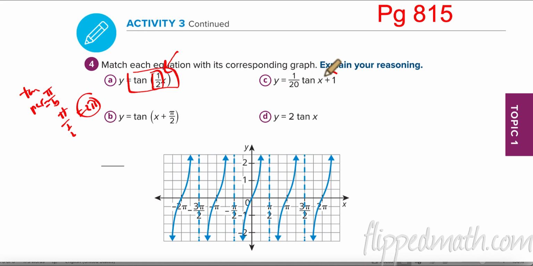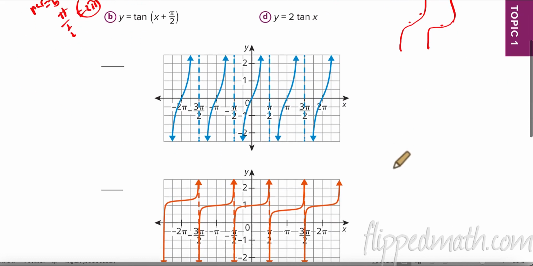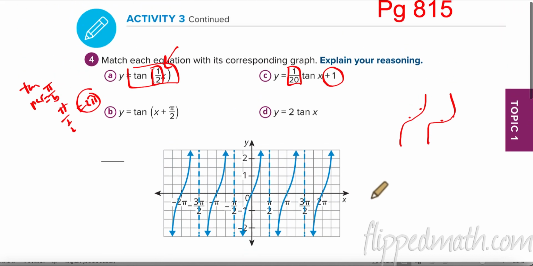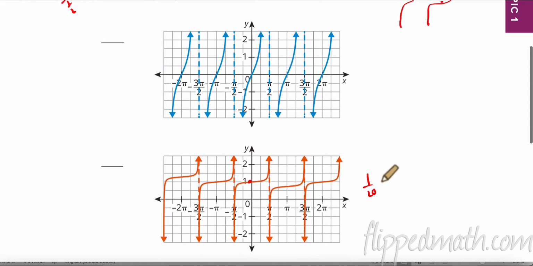All right, here, the first thing I notice about this is it's up 1. So our midline, which is normally 0, is now going to be up 1. The other thing I noticed is that we have an amplitude. So instead of going over 1, up 1, it's going to go over 1, up 1/20th. So it's going to be very, very flat. Let's take a look. This one is very flat, and it goes up 1. So this is going to be 1/20th tangent theta plus 1.